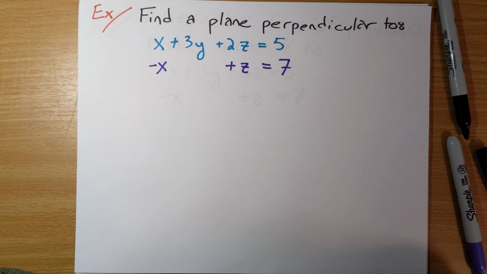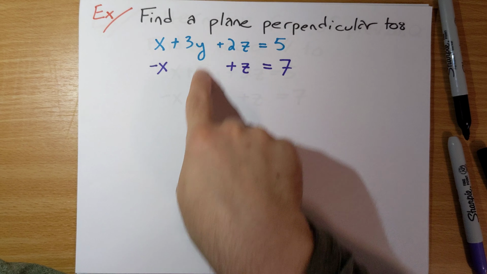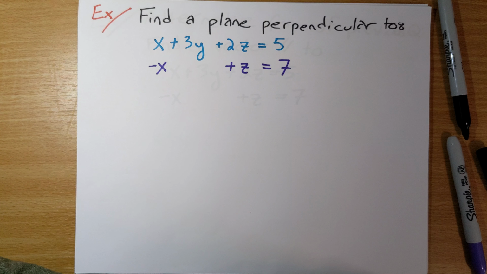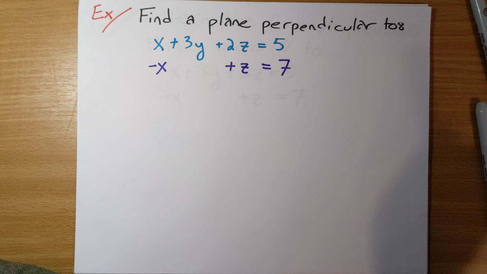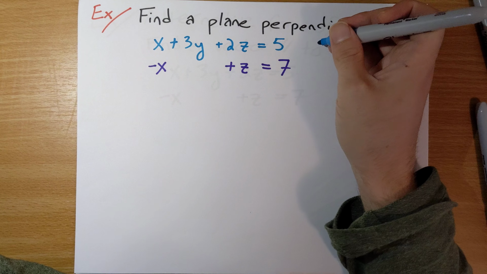Okay, here's another example. Here's another type of question I could ask you. Find a plane perpendicular to these two planes, one with equation x plus 3y plus 2z is equal to 5, the second with equation negative x plus z is equal to 7. So how do we find a plane perpendicular to these two planes? Well, let's think about normal vectors here.